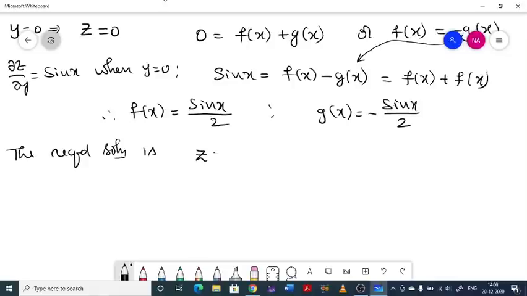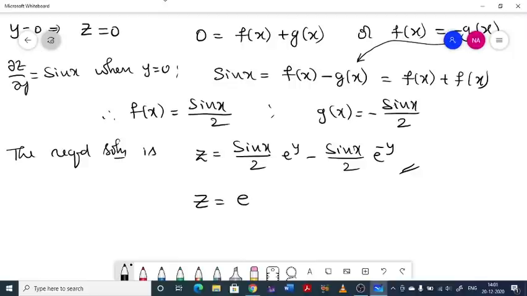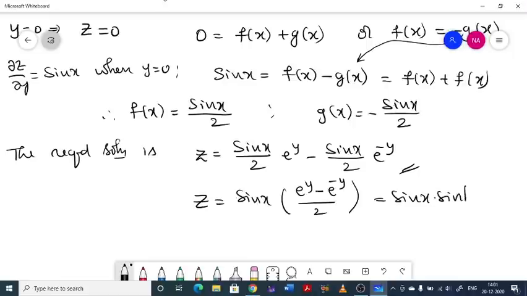Therefore, the required solution is z = (sin x / 2) e^y − (sin x / 2) e^(−y). Or if you want, you can simplify this by taking sin x outside as common, so this will be sin x (e^y − e^(−y))/2. So this is sin x sinh y. You can continue in that way, or you can stop here, no problem.